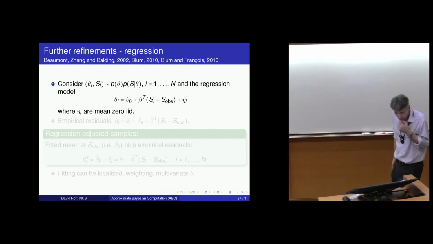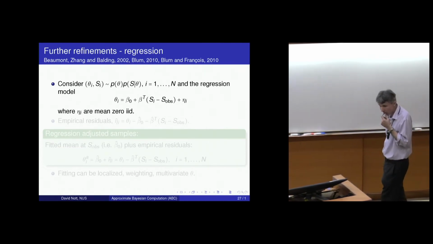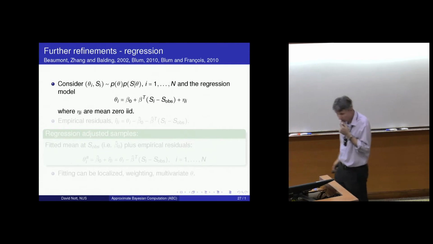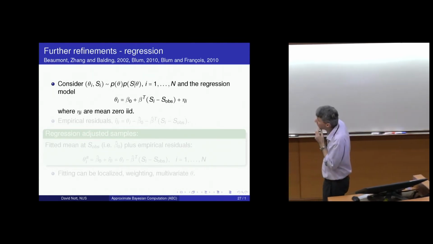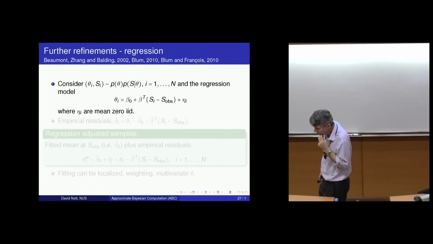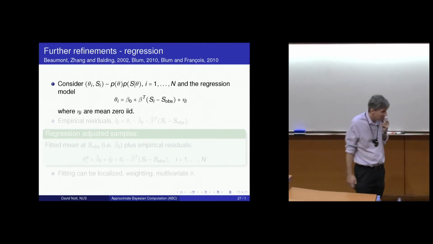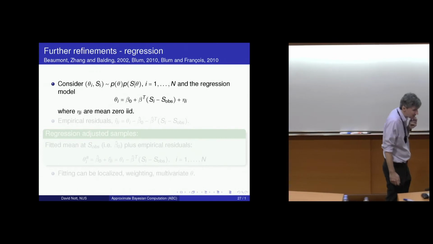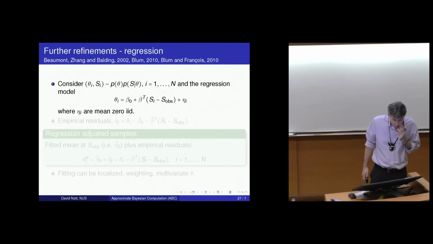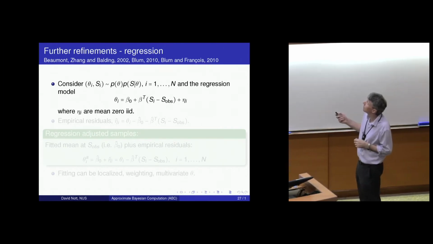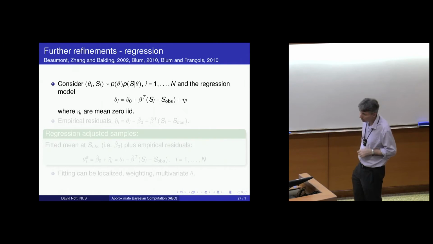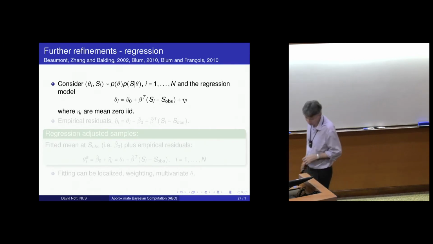Now, a very common technique that I want to talk about now that also uses regression concerns post-processing adjustment of the ABC posterior. Okay, so the original idea was proposed in this paper by Beaumont, Zhang, and Balding, but the idea has been refined in many different ways by other authors.